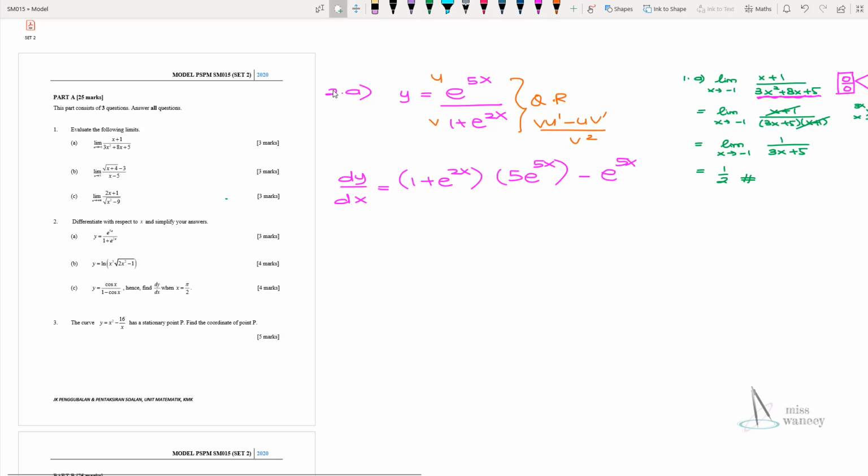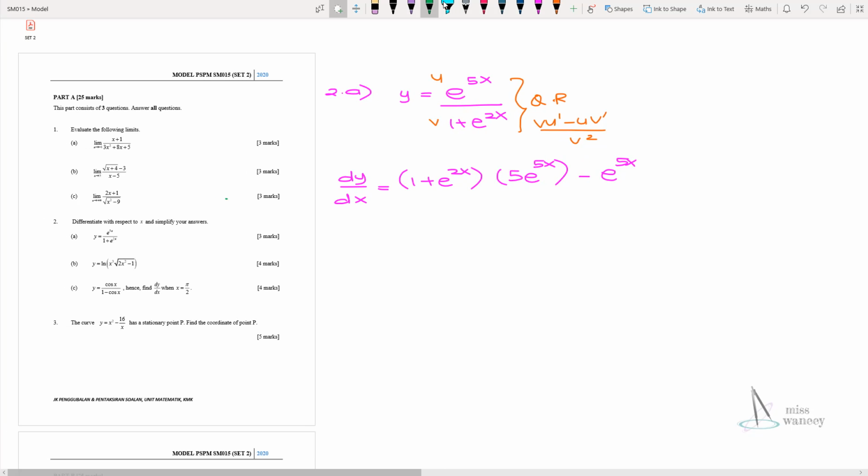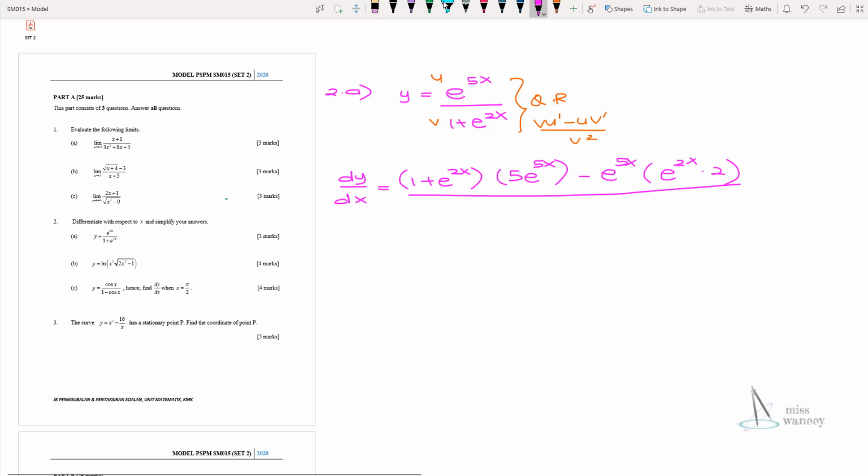So I don't think I have enough space, so I got to move this one. Okay, so differentiating 1 plus e to the power of 2x. Differentiate 1, it will become a constant. Differentiate e to the power of 2x: again, copy down the exponent first, differentiate the power, so you will have 2. Divided by our v square, so (1 plus e to the power of 2x) to the power of 2.